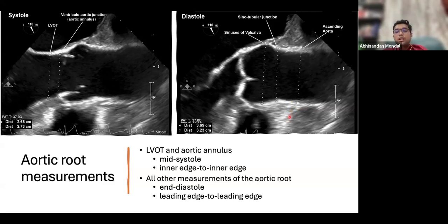And that will be a leading edge to leading edge. So what is leading edge to leading edge and what is inner edge to inner edge? I'm coming to the next slide.